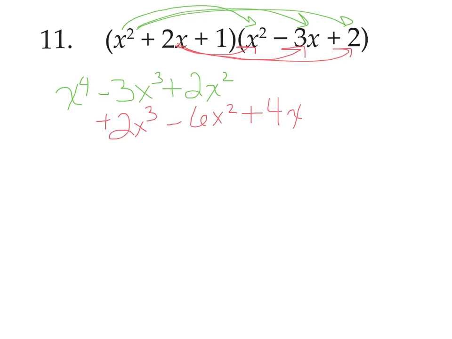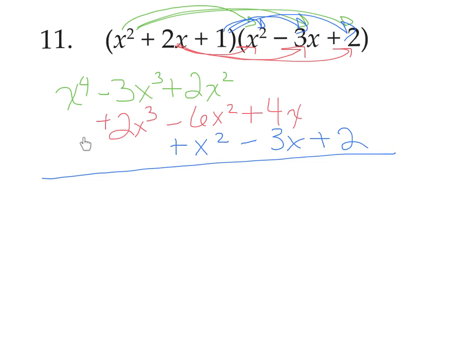And then we're going to distribute this 1. When you distribute 1, it doesn't really change anything. So 1 times x squared is still a positive x squared. 1 times negative 3x is negative 3x. 1 times 2 is 2. And we have all our like terms already lined up.